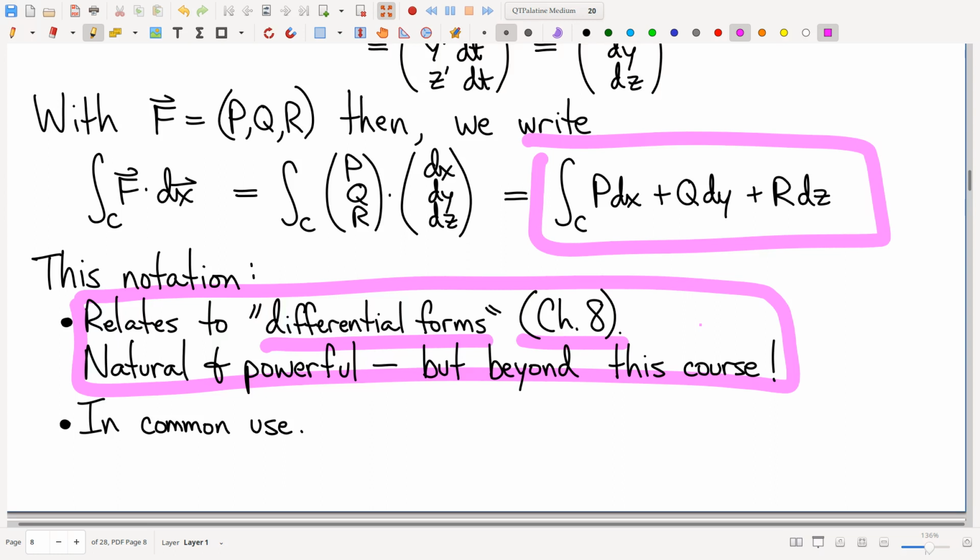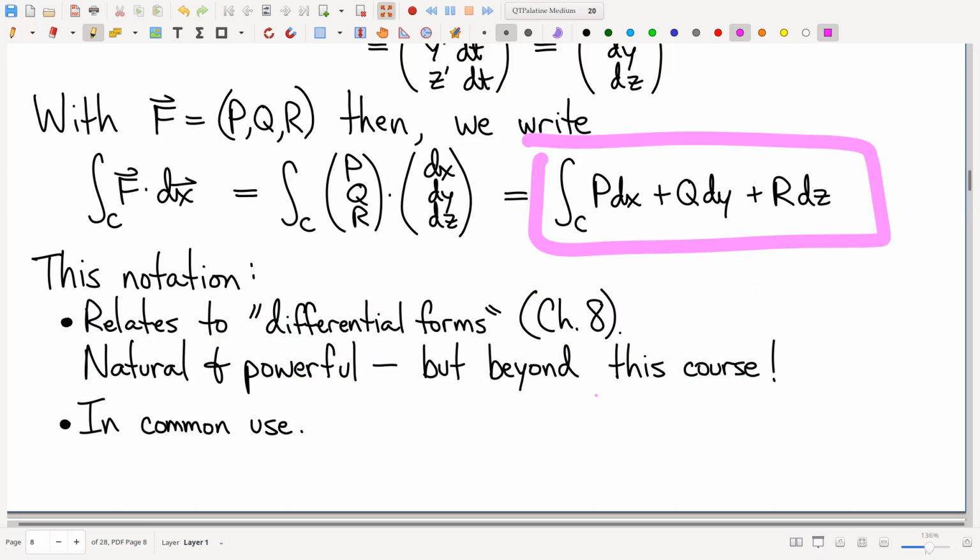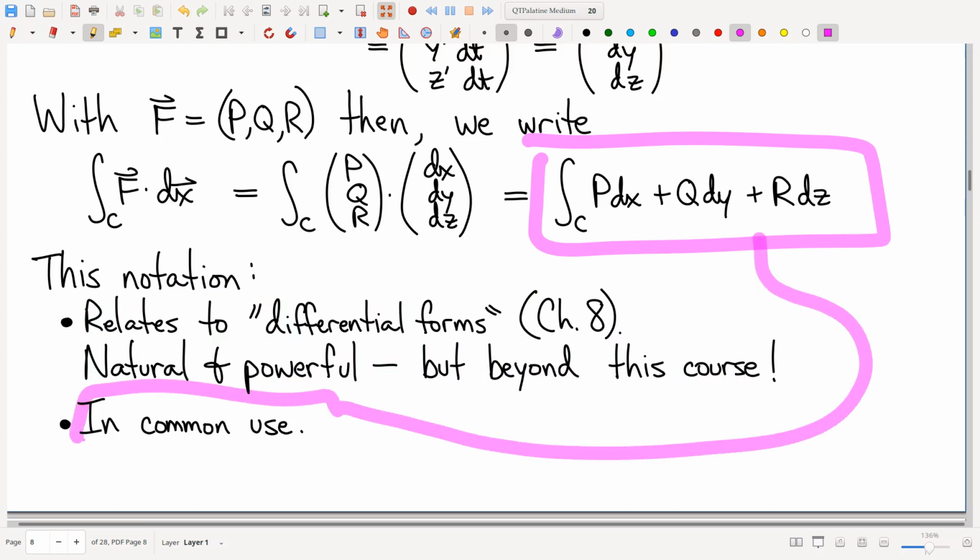Again, there are really good reasons to do it. We're not going to see any of those good reasons in this course. Nevertheless, those good reasons are there. And because those good reasons are there, this notation is in common use. You're going to see this. I don't know when or where, but almost certainly you're going to see this elsewhere in your, probably engineering, classes.